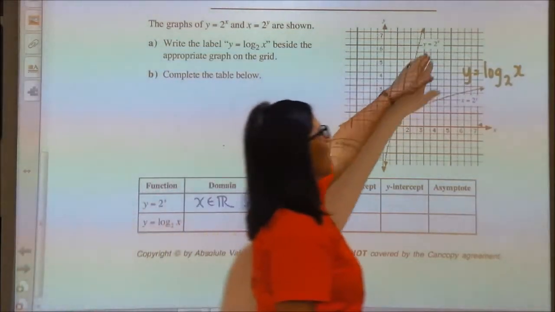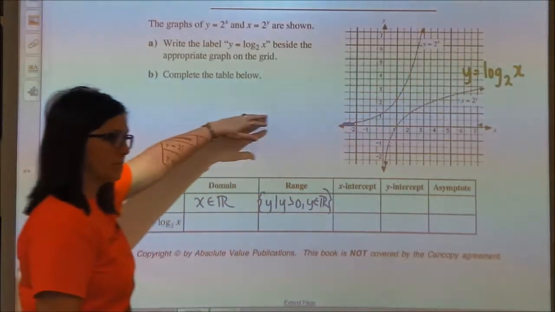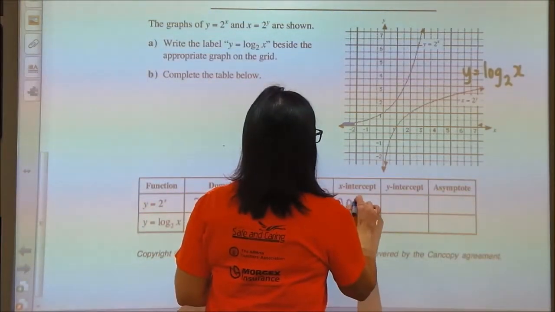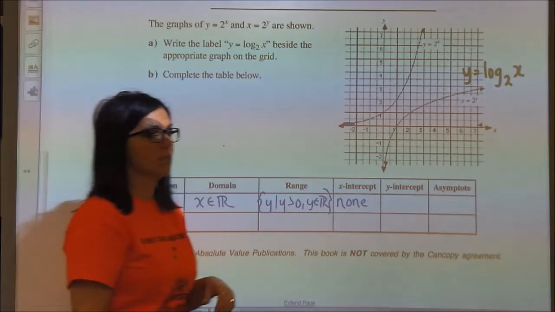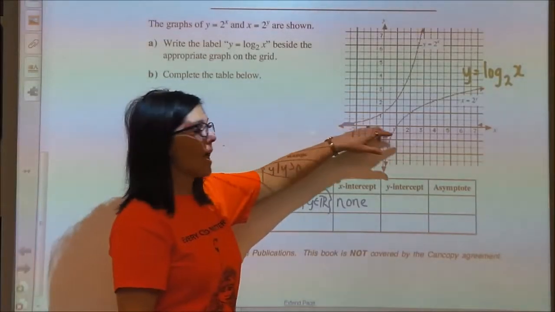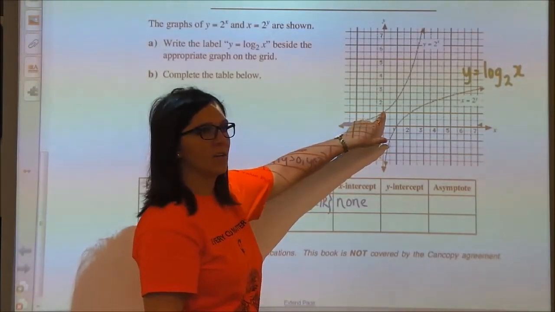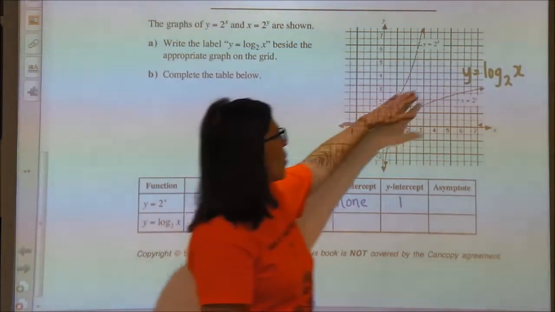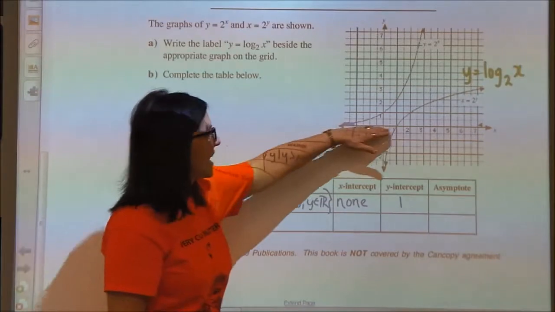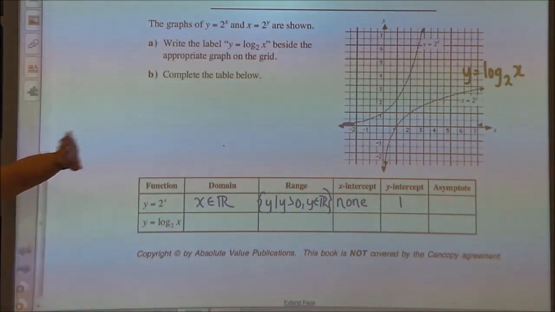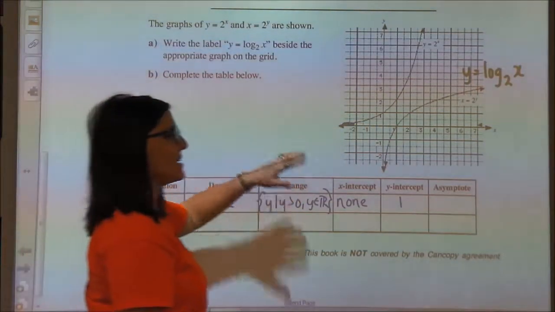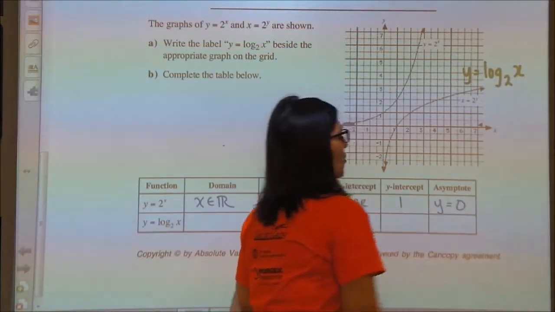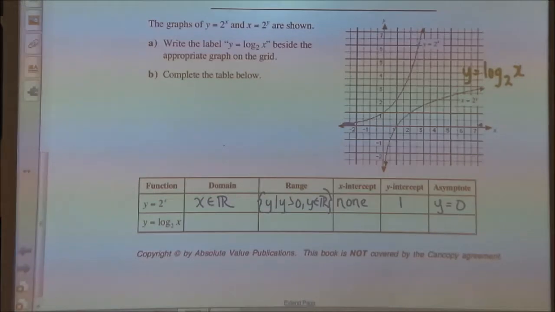Where does this graph cross the x-axis? It doesn't. So there is no x-intercept. Where does it cross the y-axis? Right here. It crosses the y-axis at 1. And then I have this horizontal asymptote, this x-axis, where it comes close to but never comes over. As an equation, that x-axis has the equation of y equals 0.